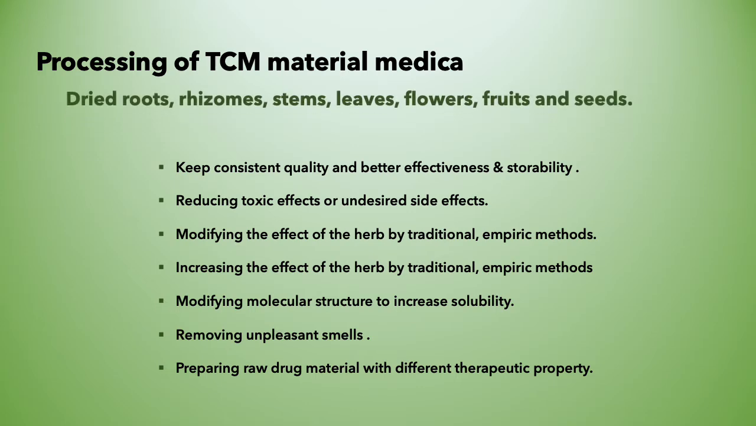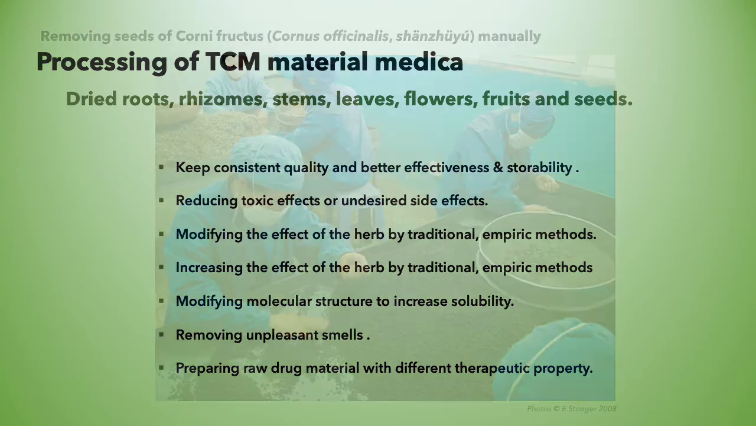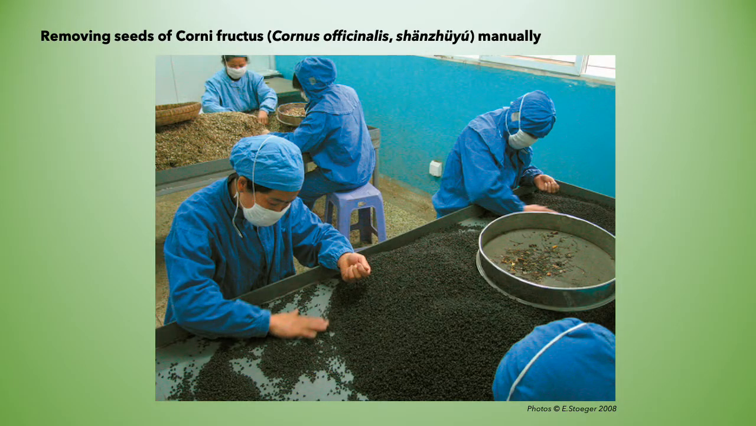Of course, sometimes they use the herbs from dried root, rhizoma, stem, leaf, flower, fruit, and seeds. So here I will show you what happens after the herbal material is collected. So this is the choline, fructose. They try to remove the foreign matters in the factory. So this shows one of the cleaning processes.